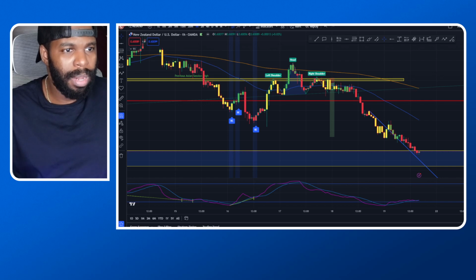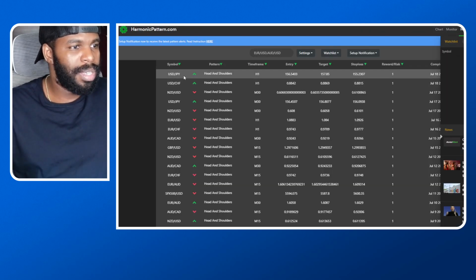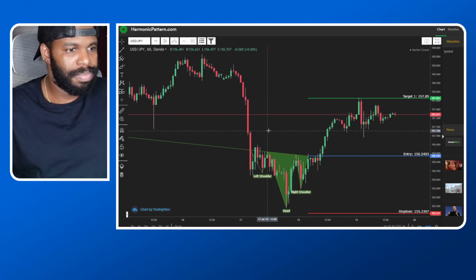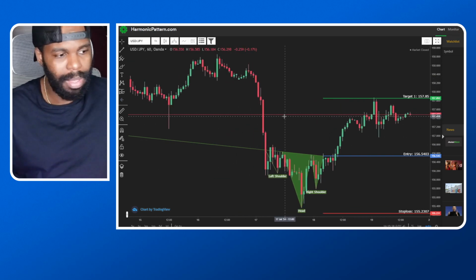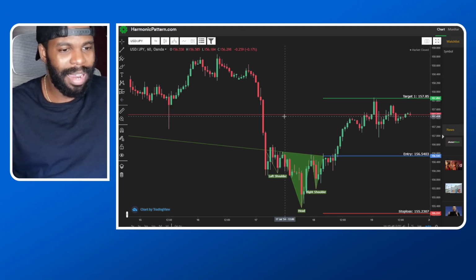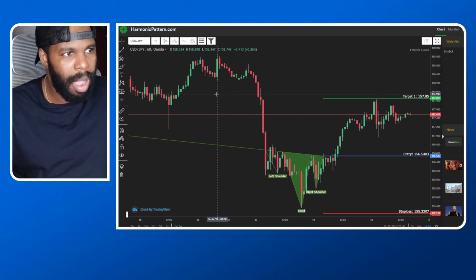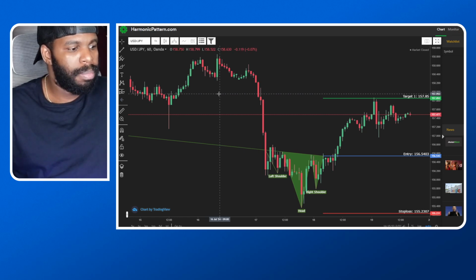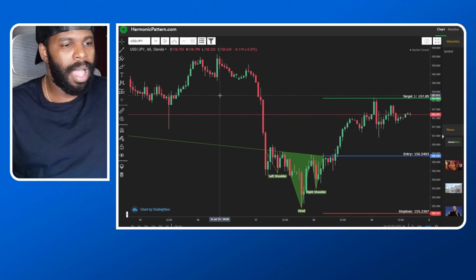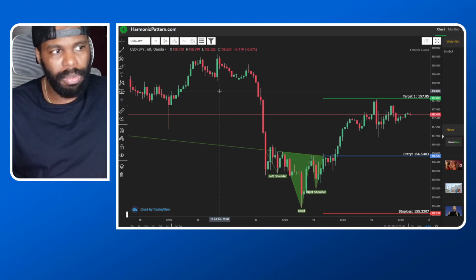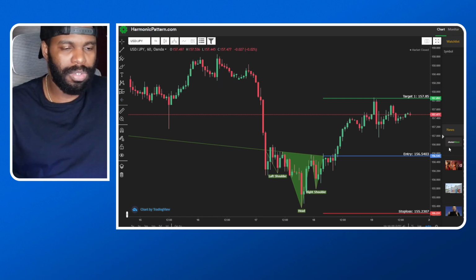Now, if you go to Harmonic Pattern, you can see on USD JPY there was a head and shoulders pattern on this pair. Look at this. This will make it easy if you're a beginner trader and you're looking to learn or trade these patterns, which are one of FXLXG's favorite patterns. Harmonic Pattern will literally help you find them. Now, I'm not an affiliate of Harmonic Pattern, but you can go to harmonicpattern.com and subscribe.